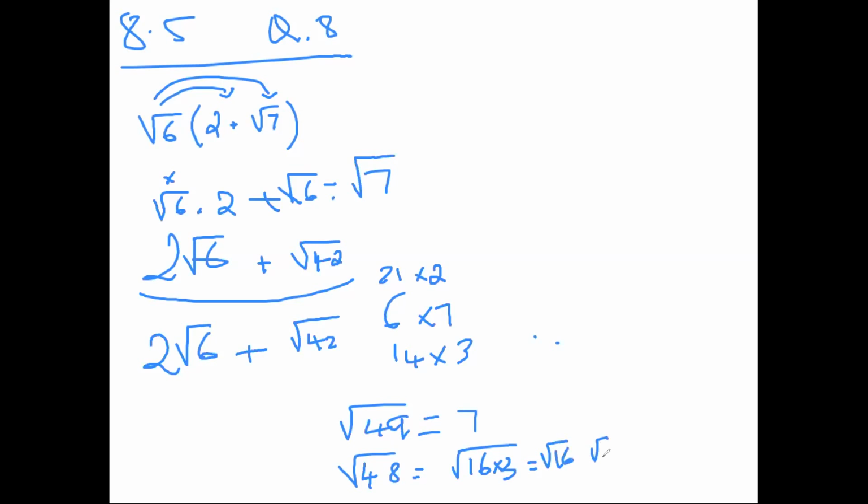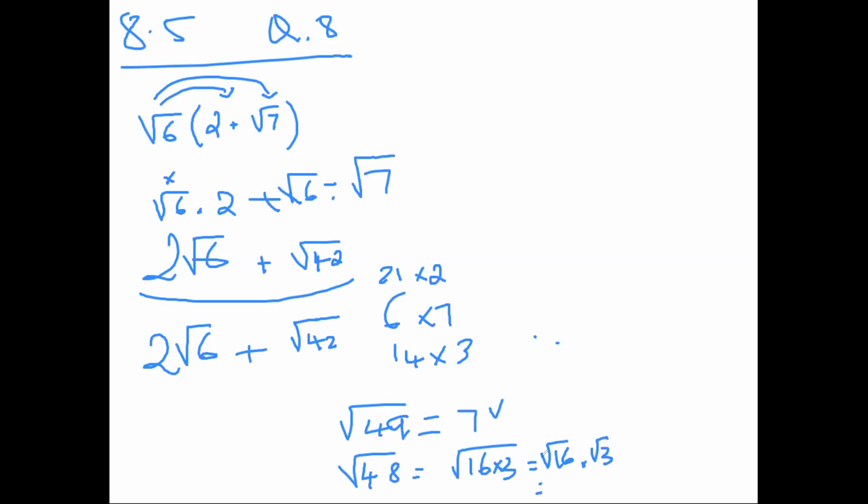We can say this, right? Turn 48 into 16 times 3, because we don't know the square root of 48. It's not like 49. This one is perfect. But here, we can write 48 as 16 times 3. Then we can split it. So it's the opposite of multiplying. We split this into 2 radicals and see which one we know.